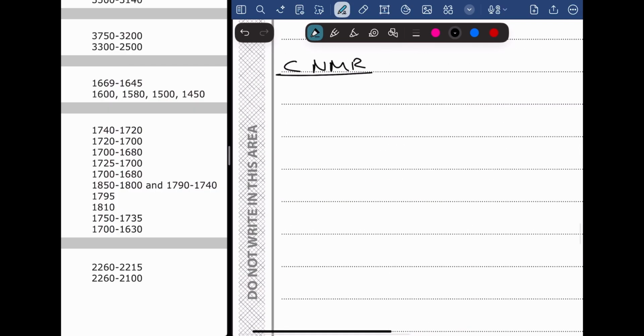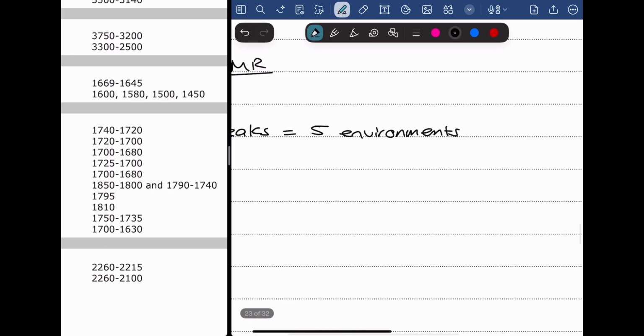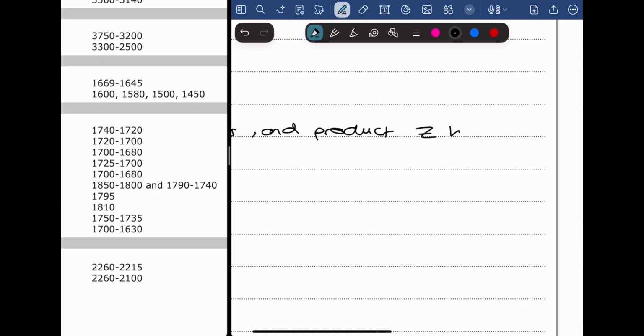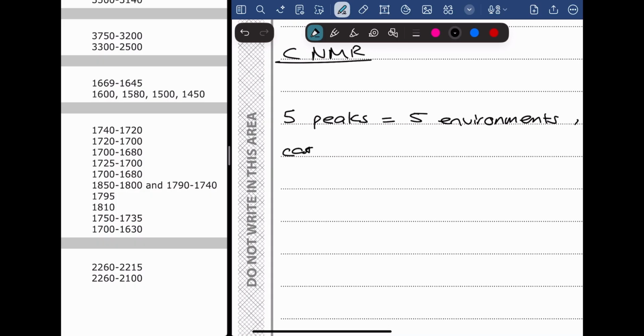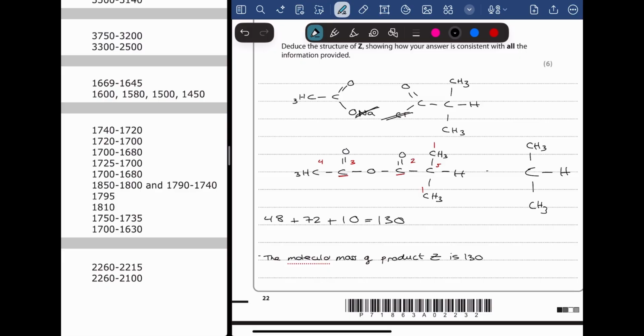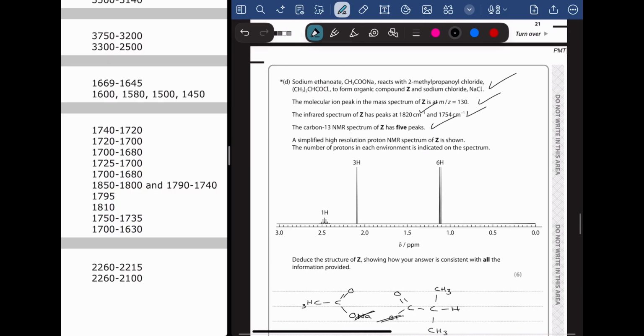So we can say 5 peaks equals 5 environments, and product Z has 5 carbon environments. And then I would also make sure that you do label the environments just so your examiner can see exactly what you mean by environments, just so they know what you're talking about basically. So we can also mark that as complete.